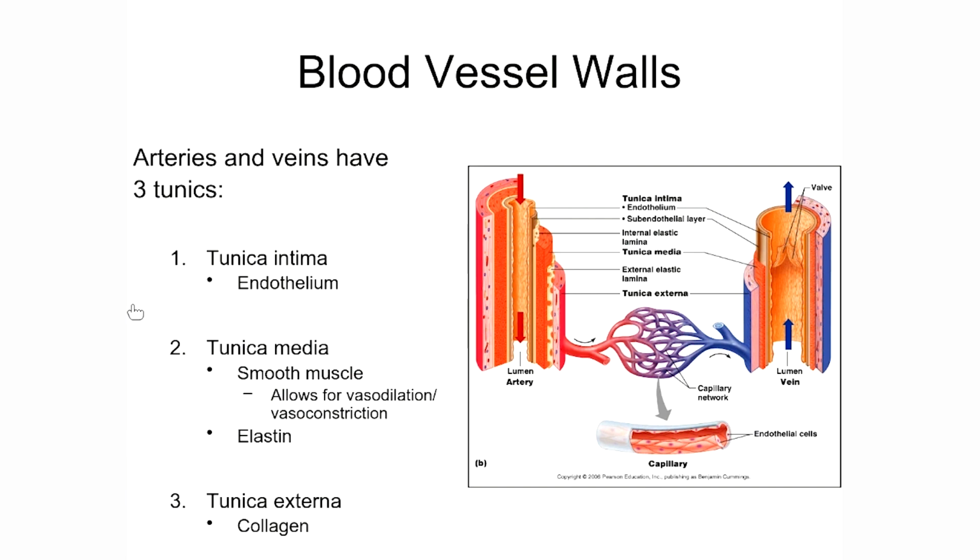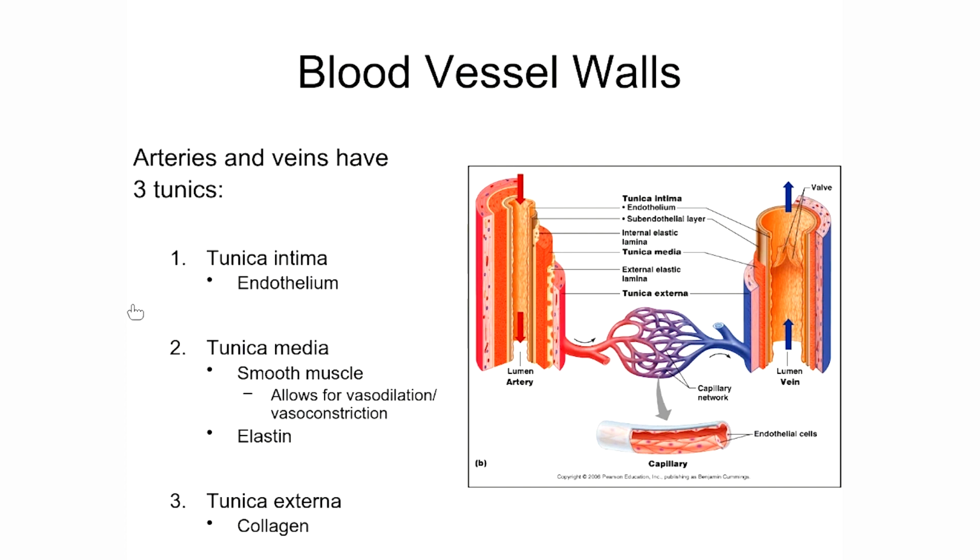So we've talked about the endothelium previously. This is a simple squamous epithelium. It lines the lumen. It's really slick, and its job is to reduce friction. So its job is to be a really slick lining to the inside of arteries and veins that reduces friction as the plasma and as the cells of the blood are moving through those arteries and veins.